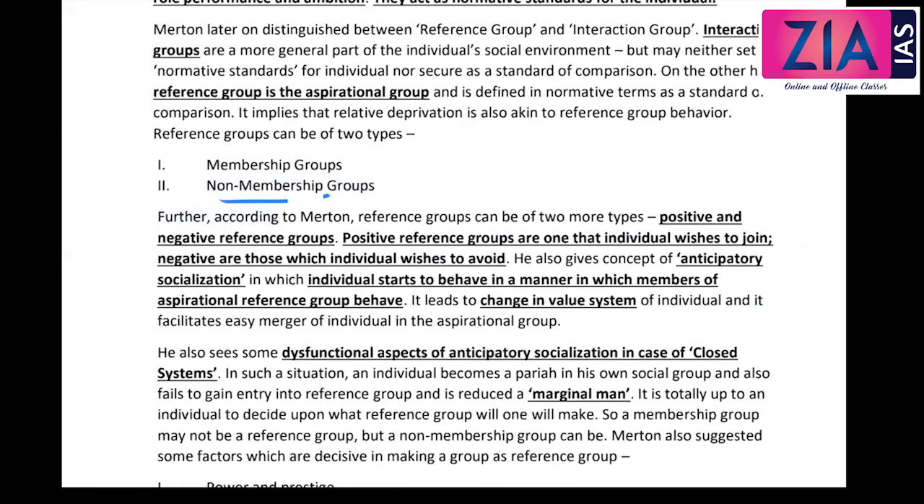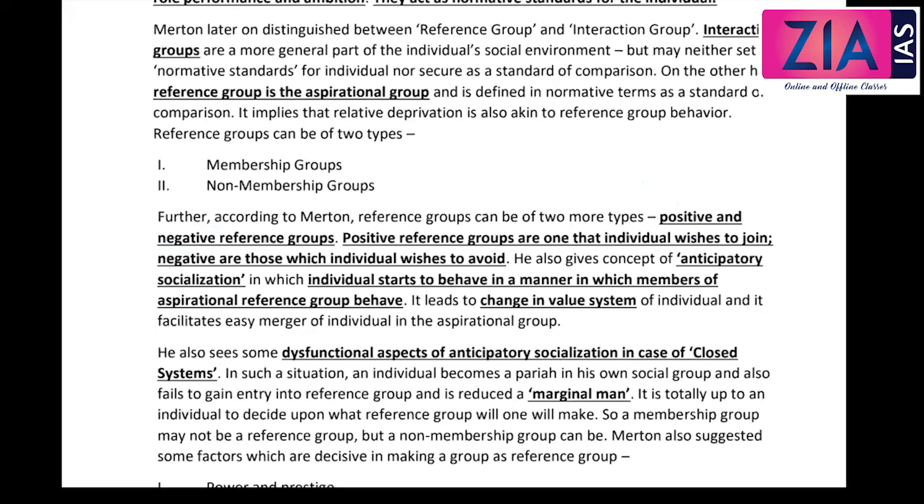Now it can be positive and negative. That also I hope you understood. You wish to become an IAS IPS officer, this is positive. But if you wish to become a mafia king or underworld don, you might have got motivation seeing the movies and all. So that is a negative reference group, like becoming a terrorist, etc.